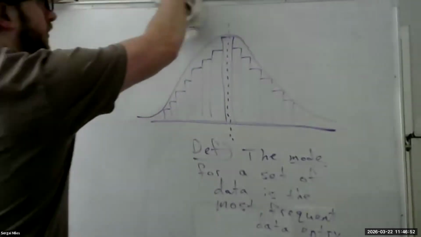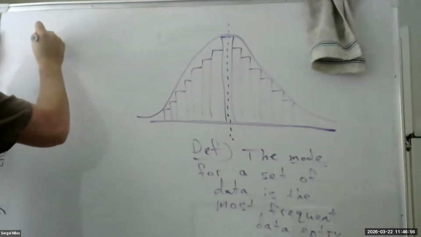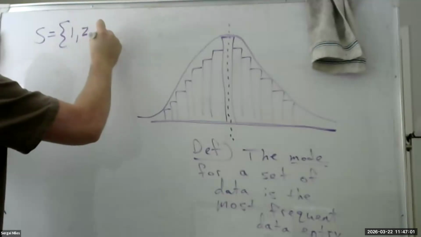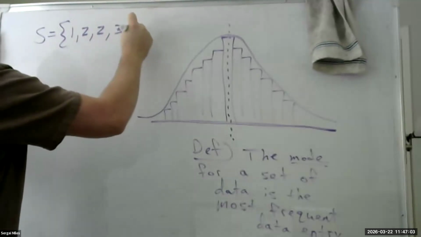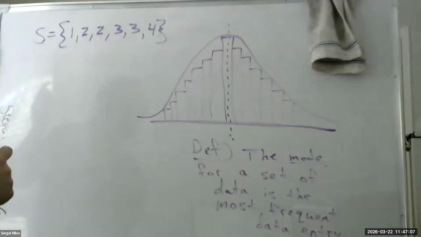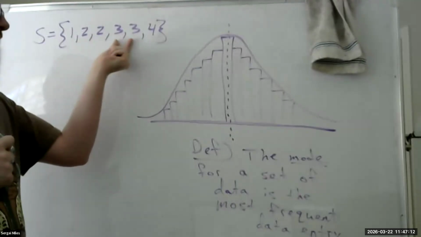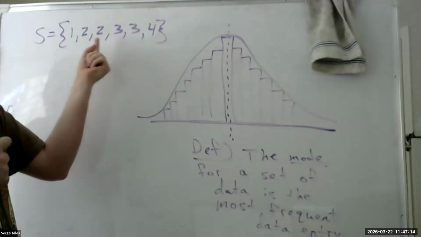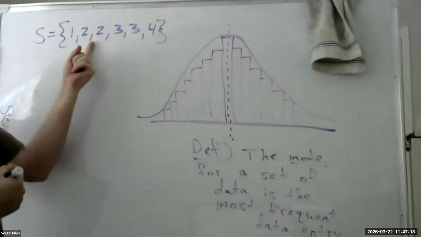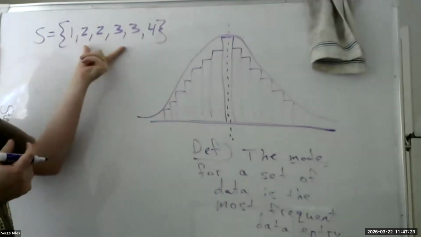Consider a sample which looks something like this: I could have 1, 2, 2, 3, 3, and 4, right? In which case, 2 has a frequency of 2, and 3 has a frequency of 2. They both have the same highest frequency. And so in this case, I would actually have two modes, where 2 and 3 are both the mode for this sample set of data.